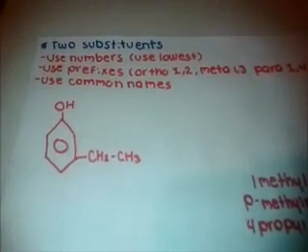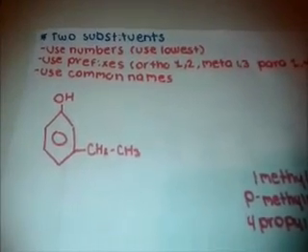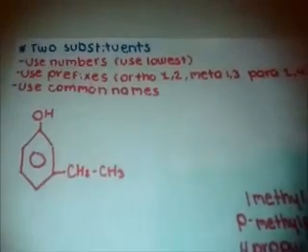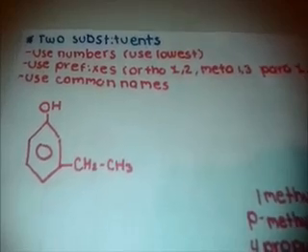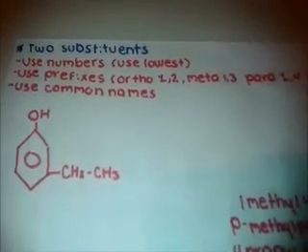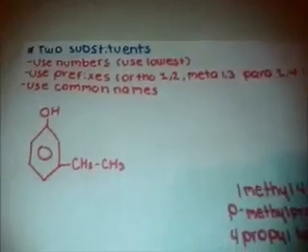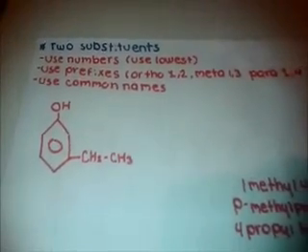Let's continue with the 2 substituent aromatic compound naming. One of the methods is to use numbers. We have to use the lowest ones. Use prefixes: ortho for 1 and 2, meta for 1 and 3, para for 1 and 4. We can also use the common name method.